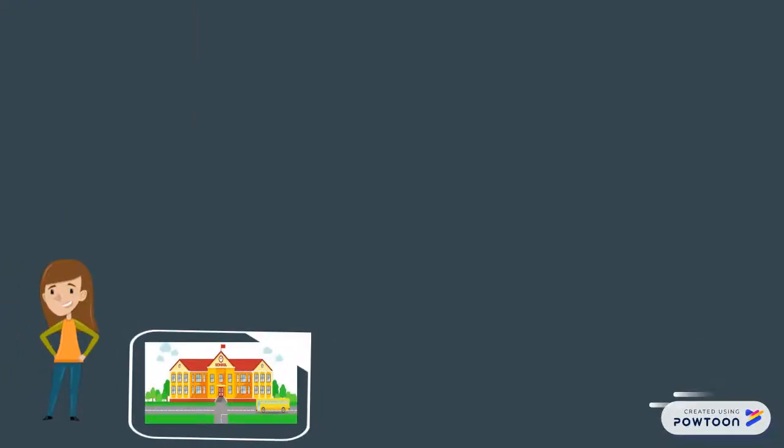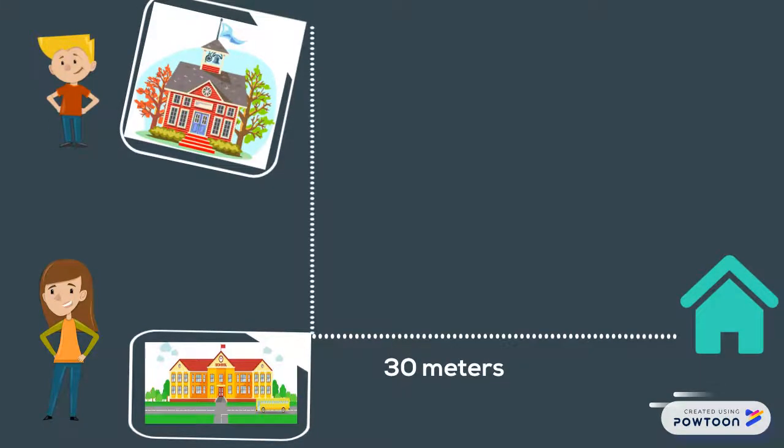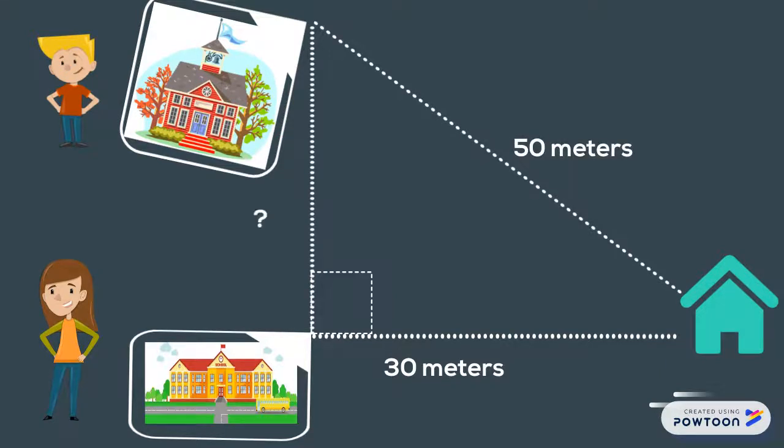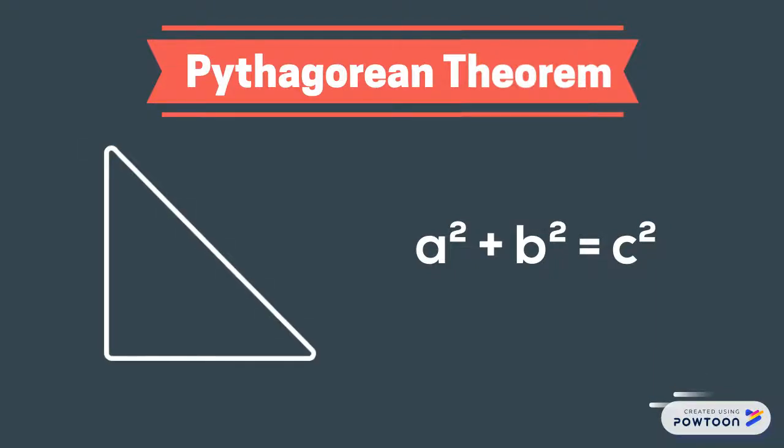Based off of the information that I have, I know that the lines from my high school to the house and my high school to the elementary school are perpendicular, which means it's a right triangle. So I can use the Pythagorean theorem to solve for the distance between my high school and my little brother's elementary school. The Pythagorean theorem states that a squared plus b squared equals c squared, where a squared and b squared represent the lengths of the legs of the triangle and c squared represents the length of the hypotenuse of the triangle.